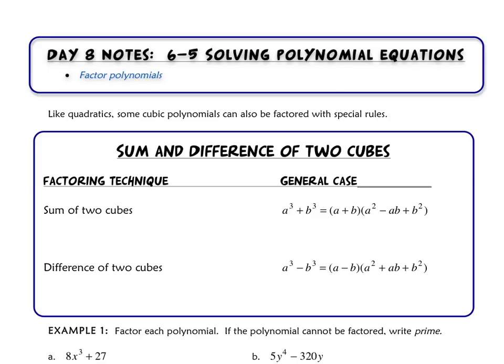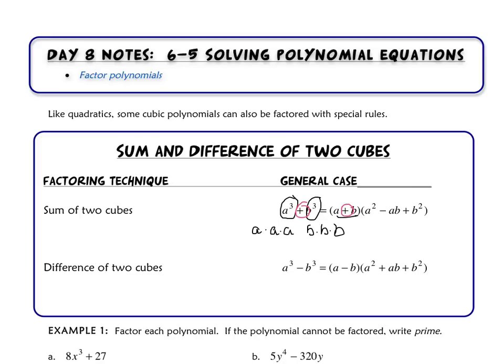So like quadratics, some cubic polynomials can also be factored with special rules, and those two rules are sum and difference of two cubes. So if you have a sum of two cubes, the first term has to be a perfect cube, the second term has to be a perfect cube, and if they are, then it can be factored. The way we factor it is it's always going to be a two-term factor, a plus b, and it's a plus because we have a plus here, so this first term will always have a plus, and then you have b times b times b.